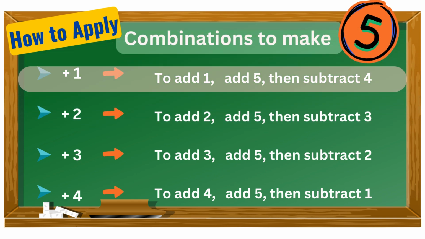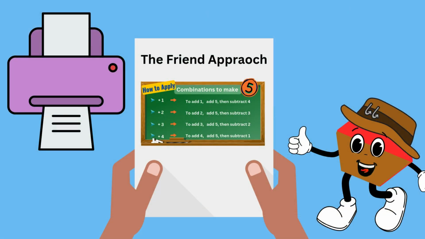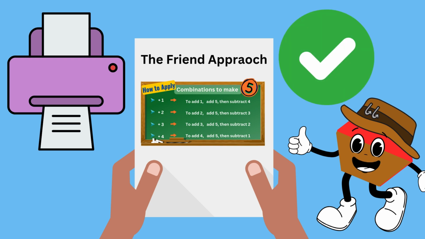For example, if you want to add 1 but no lower beads are available, use the first formula. To add 1, add the upper bead 5 and then subtract 4. It's a good idea to print out the friends combinations and keep them nearby when using the abacus.